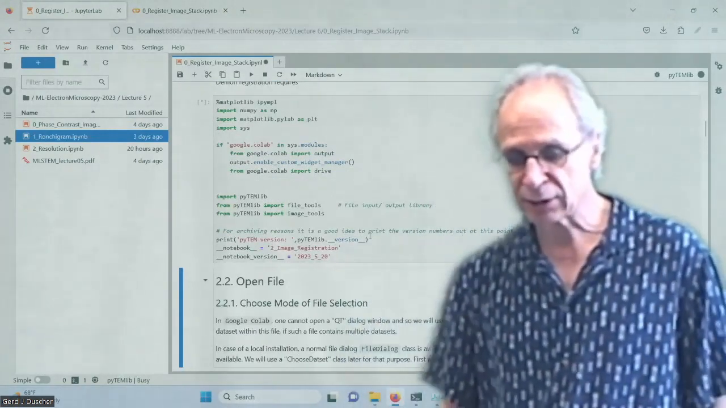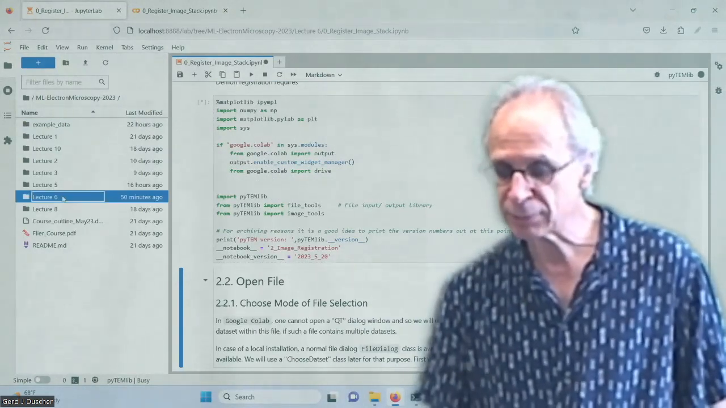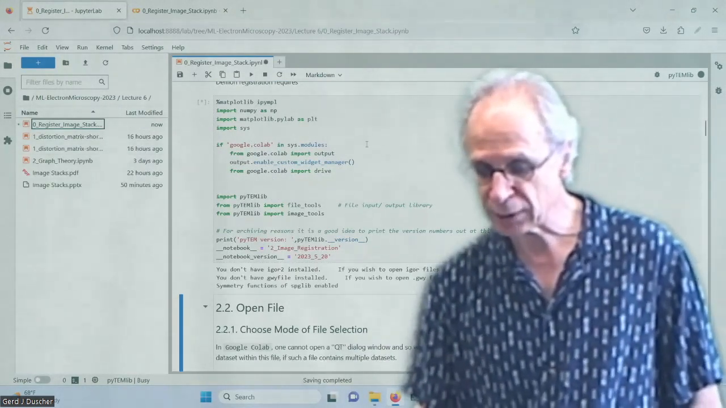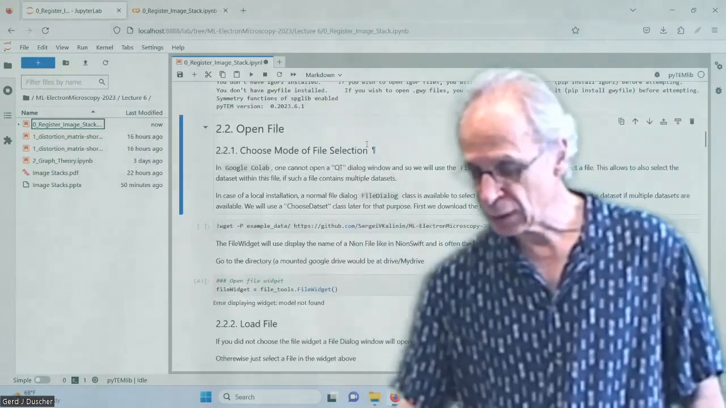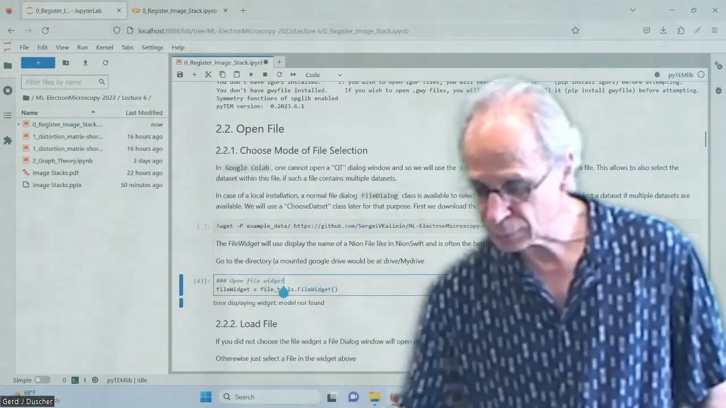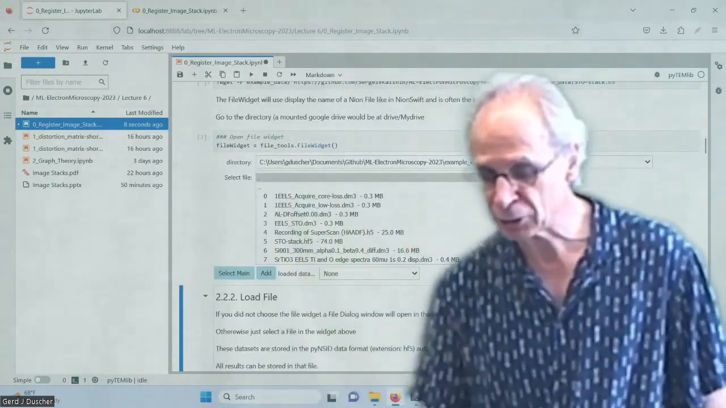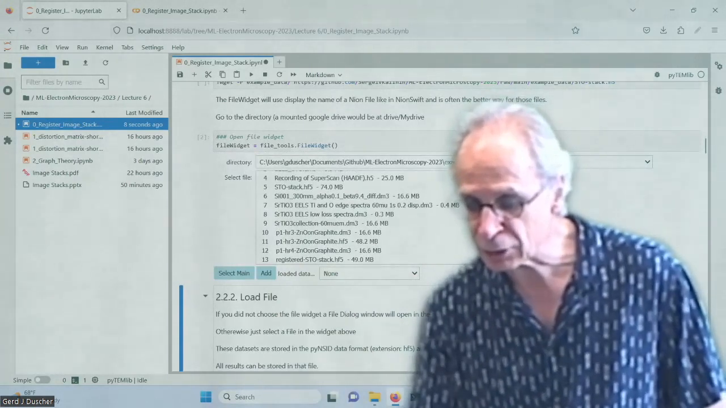Just started it, and I should be here in lecture 6. Yeah. And I open with the same one. So it runs obviously also on a Windows machine. It's on my own one here.